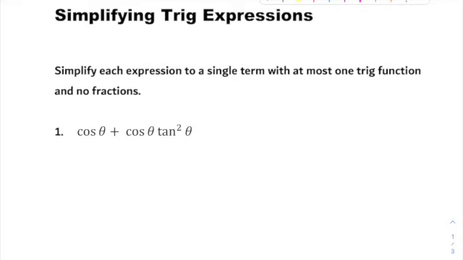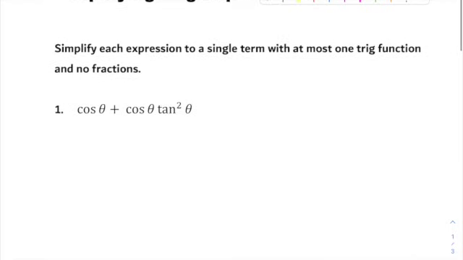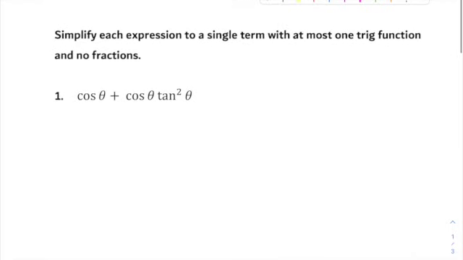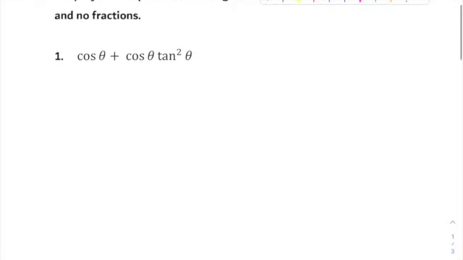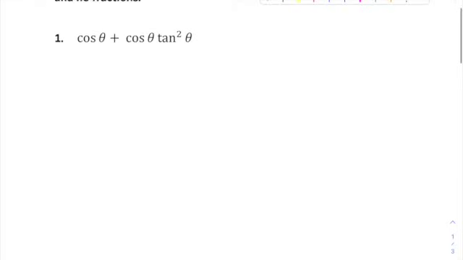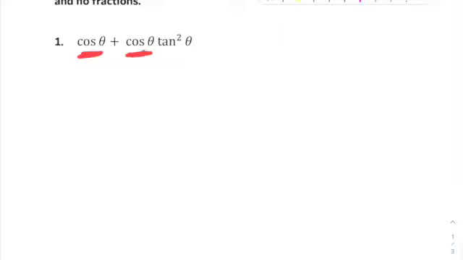The directions for today are the same that we've been looking at recently, that we should be able to simplify this to a single term with no fractions in it, one trig function at most. So when I look at this problem, number one, cosine of theta plus cosine of theta times tangent squared, there's a couple things that you could do. To me what jumps out is that each of these terms has cosine. So I'm going to factor out that cosine.